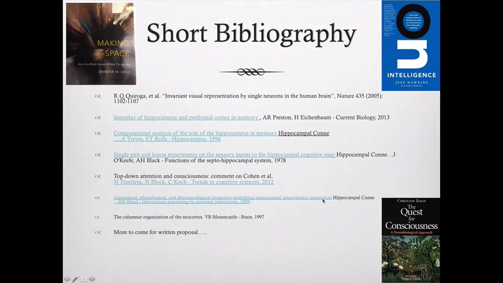You've got synchronization of the hippocampus and sensory motor integration. Obviously, the Mountcastle book that was referred to by Jeff Hawkins. And obviously, I'll have more for you later.